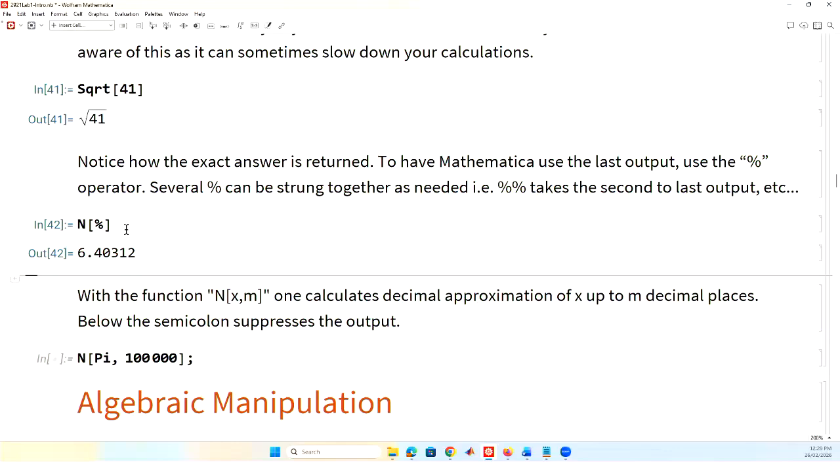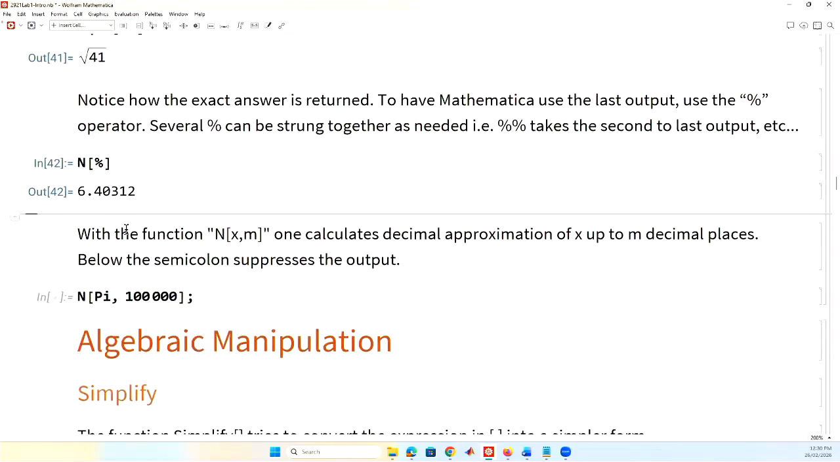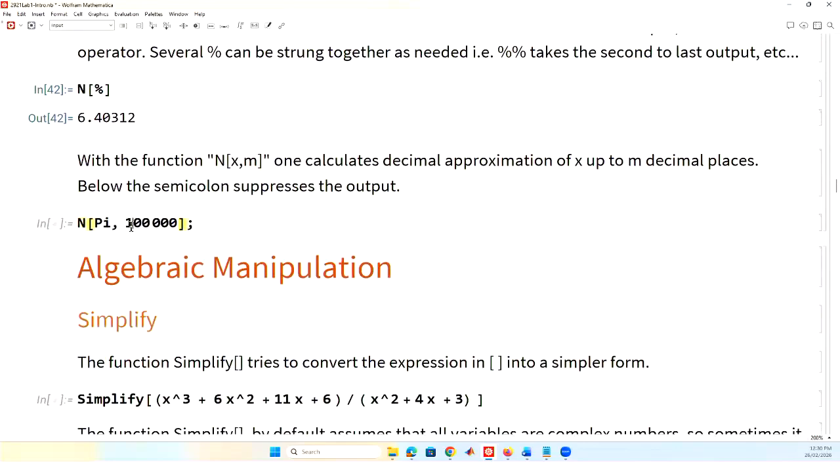Also, if you're bad at estimating square roots, I would have said a bit more than 6, then this will get you a lot more accuracy. Now, maybe I want a bit more than 5 digits. Maybe I want 100,000 digits.